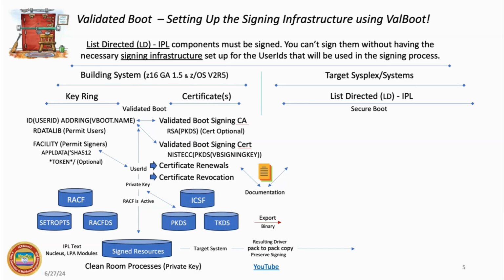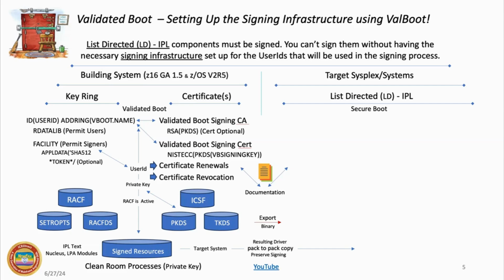And that signing will result in signed resources. Then there are three things that have to be moved from that point forward once we have the signed resources. We'll have to pack copy them over to the production KEX. We'll have to export that certificate that was used to sign those resources over to that KEX. And we'll have to pass forward documentation about that signing process so that the fingerprint that was used by the certificates to actually sign the resources can be known to those who are managing the HMC.